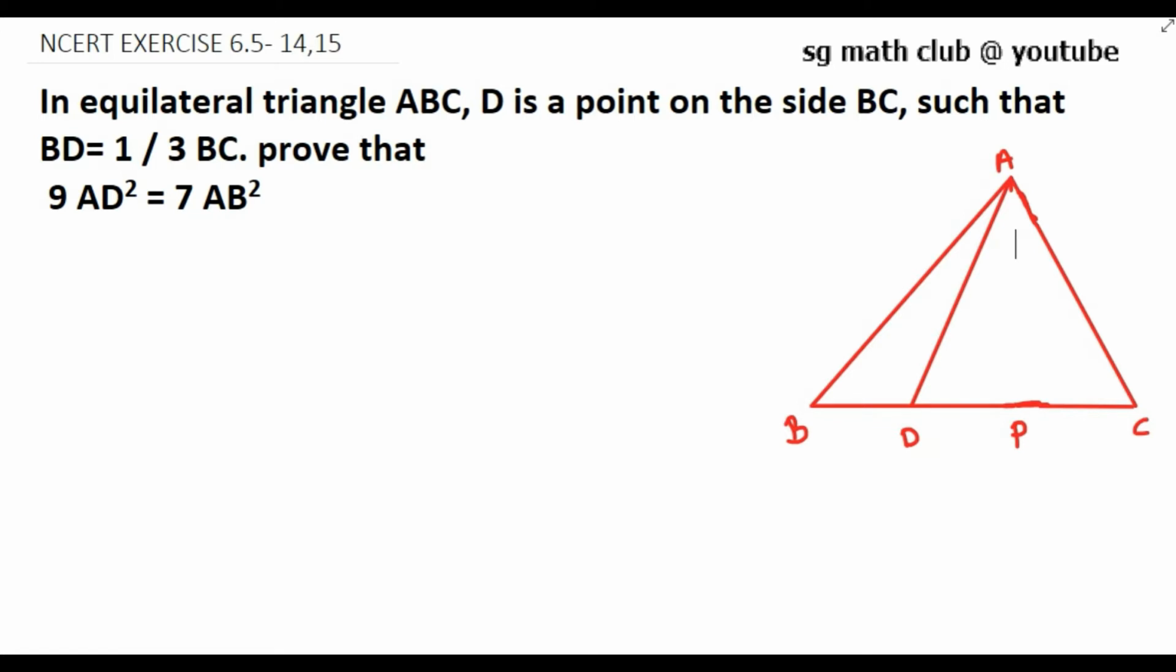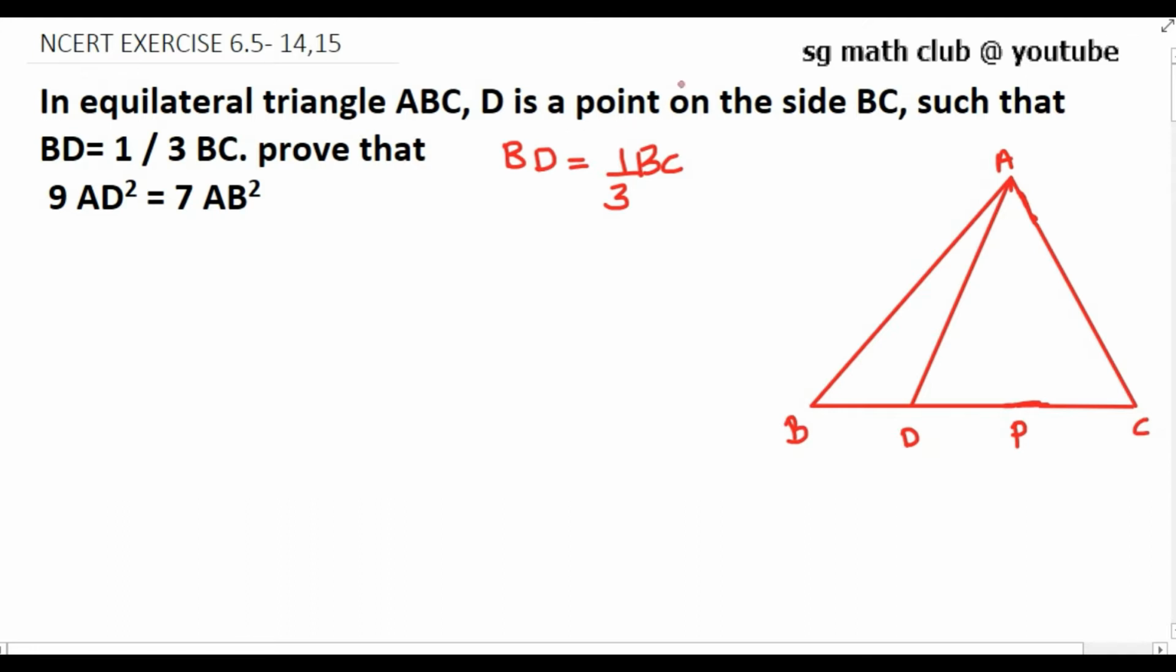The first question is: in an equilateral triangle ABC, D is a point on BC such that BD is equal to 1 by 3 BC. We need to prove that 9AD square is equal to 7AB square.